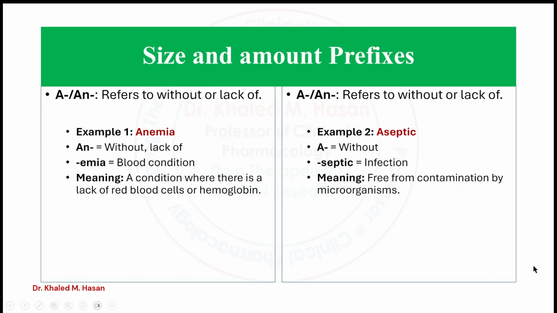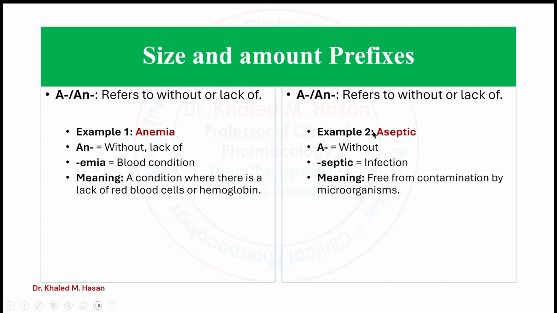Okay, next we have medical terminology. A or an stand for without or lack. We have anemia. An stand for without or lack. Emia, the condition of the blood. The meaning for anemia is a condition where there is a lack of red blood cells or hemoglobin. So the anemia relate to the decreased number of red blood cells or hemoglobin.